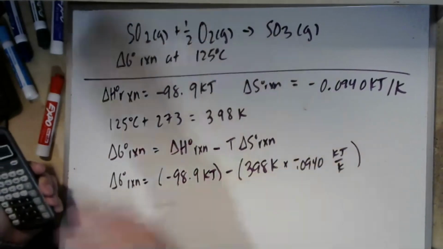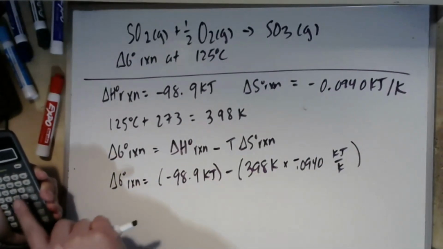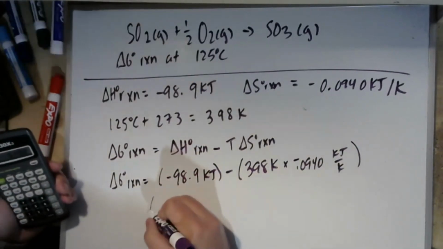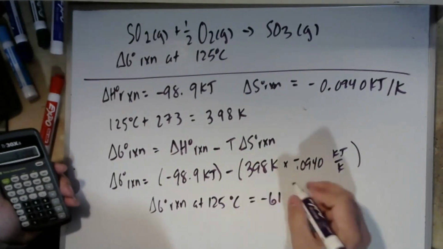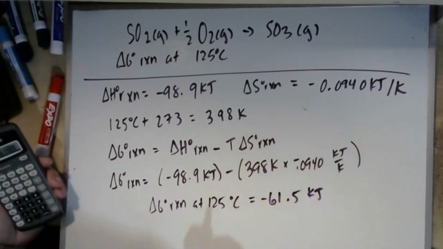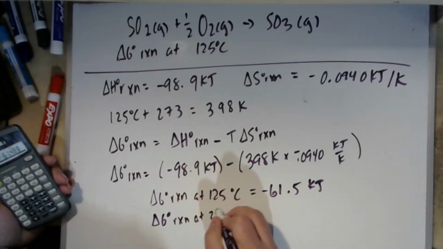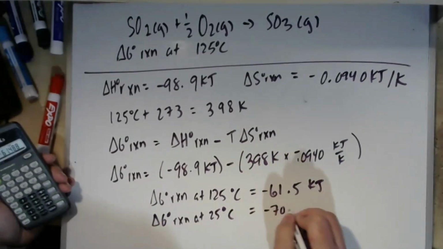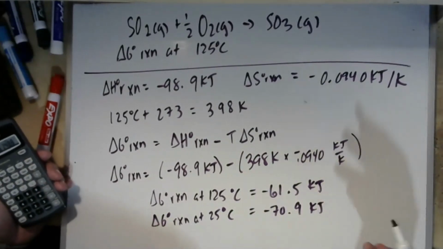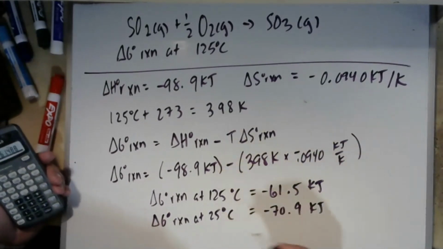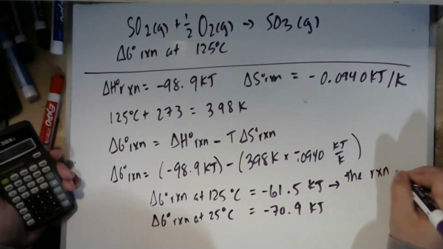Oops, got my little negative sign in there. Okay, so we're going to end up with a delta G reaction at 125 degrees Celsius of negative 61.5 kilojoules. If we look back at the previous problem that we did with this reaction, the delta G of the reaction at 25 degrees Celsius was negative 70.9 kilojoules. So we're actually less negative here, or more positive, whichever way you want to think of it. The fact that at this elevated temperature we have a delta G value that's more positive means that the reaction is less spontaneous at this temperature.